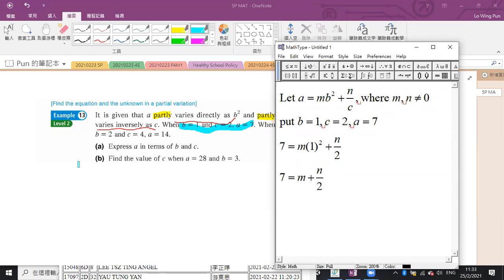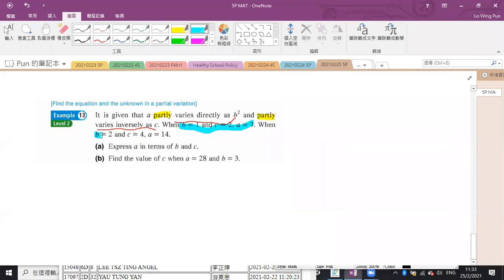Normally, we do not like fractions, so we multiply every term by 2 here. 14 is equal to 2M plus N, or 2M plus N is equal to 14. Call this equation 1. And then, what is the second set of numbers? When B is 2, C is 4, A is 14. So we have the second set of numbers.